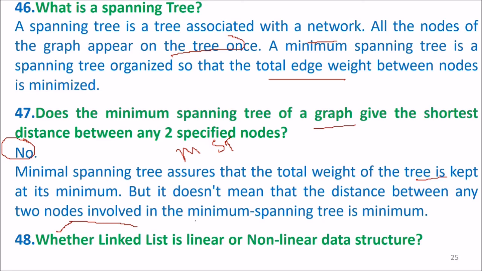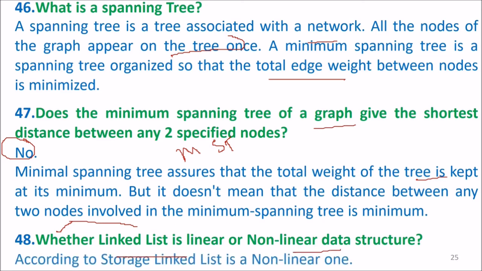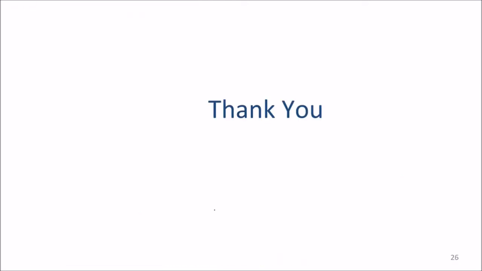Next is whether a linked list is a linear or non-linear data structure. See, in terms of storage it is non-linear, but in terms of accessing it is linear. So according to the storage, a linked list is non-linear, otherwise it is linear.